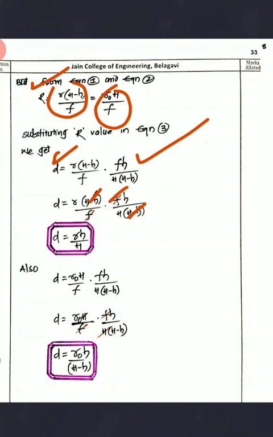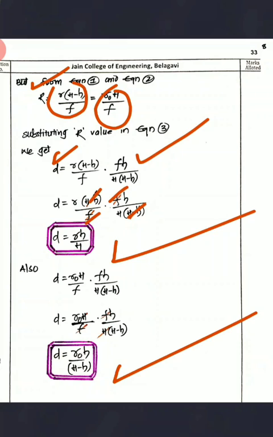So you will have rh divided by capital H. So d is equal to rh divided by capital H, or in other terms, you can call it d is equal to r naught h divided by H minus h. So these two equations are very important to determine the height, so you are supposed to remember this. Now this is the equation for relief displacement.